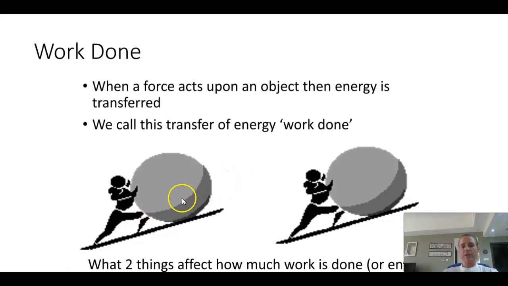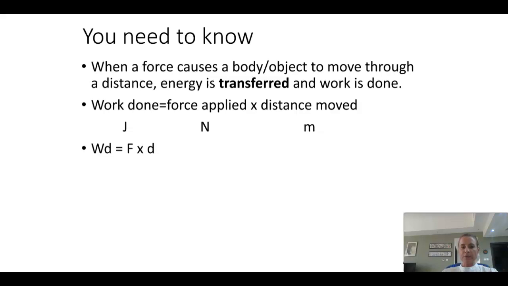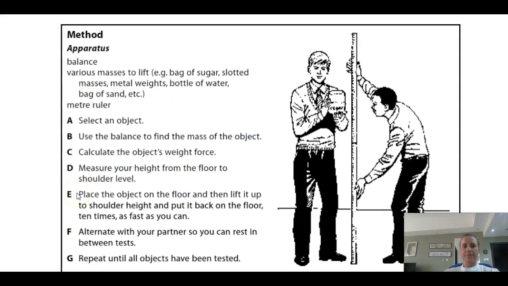Obviously, to push that boulder further up the hill, more energy is going to be required, so more work is going to be done. If you didn't already pause the video to write down the equation, can you do so now, please? So when a force causes a body or object to move through a distance, energy is transferred and work is done. And the equation is work done equals force times distance moved. Work done is in joules, the force applied is in newtons, and the distance is in meters, okay? A shortened version would be WD equals F times D.